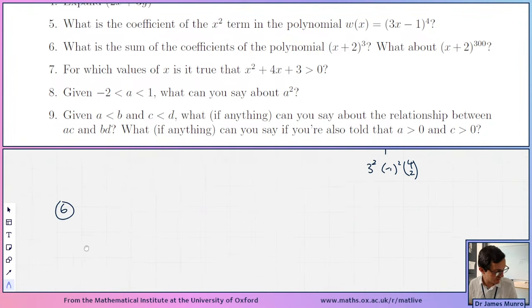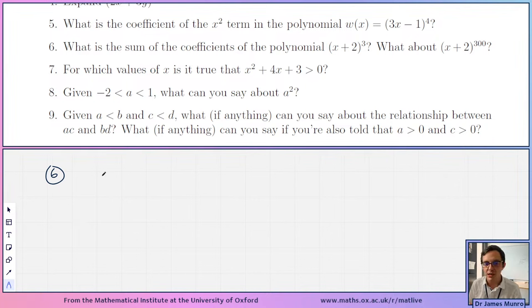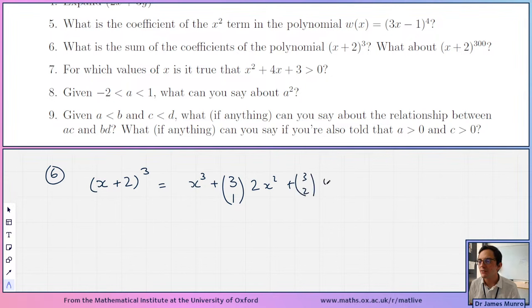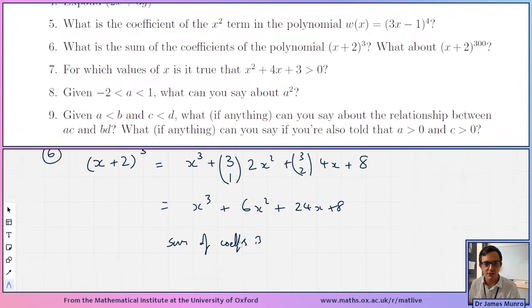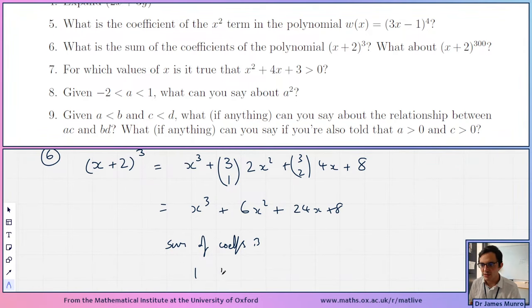Six wants the sum of the coefficients. This is a little bit cheeky, a little bit of pattern spotting, I suppose. The sum of the coefficients. So this is x cubed plus 3 choose 1, 2x squared, plus 3 choose 2, 4x, plus 8. That's 3 choose 3, 2 cubed, which is x cubed plus 6x squared plus 24x plus 8. So the sum of the coefficients is, there's a 1 out here, a 6 here, a 24 here, and an 8 here.